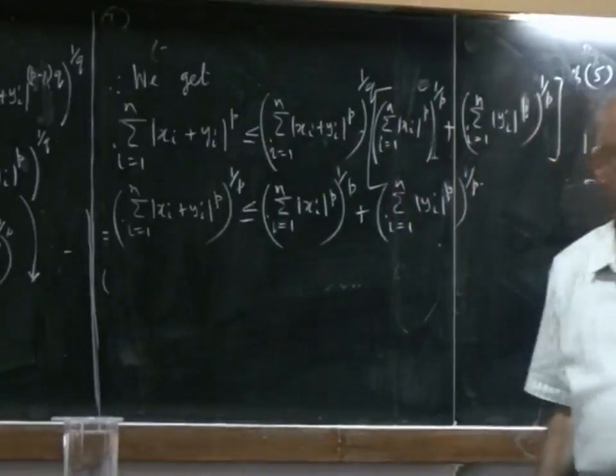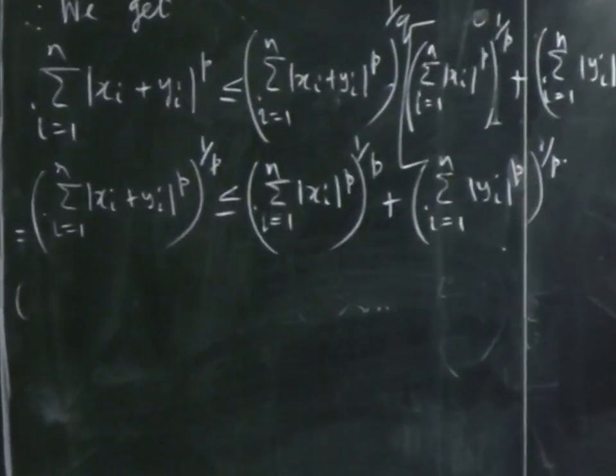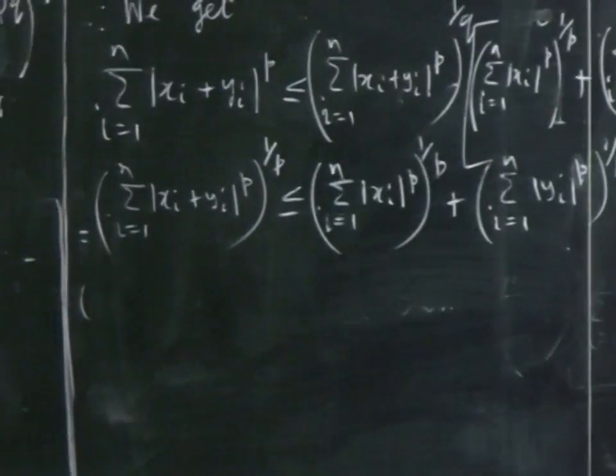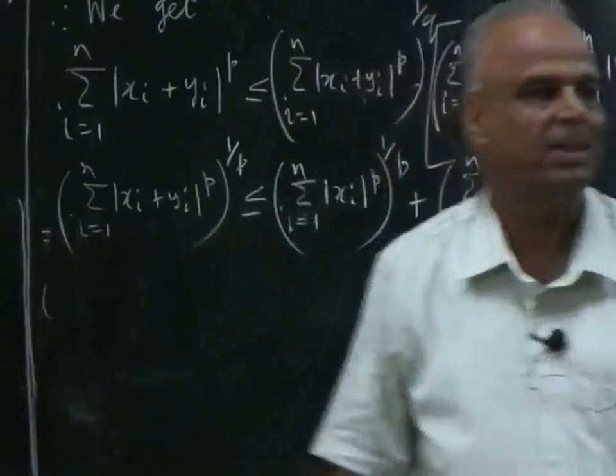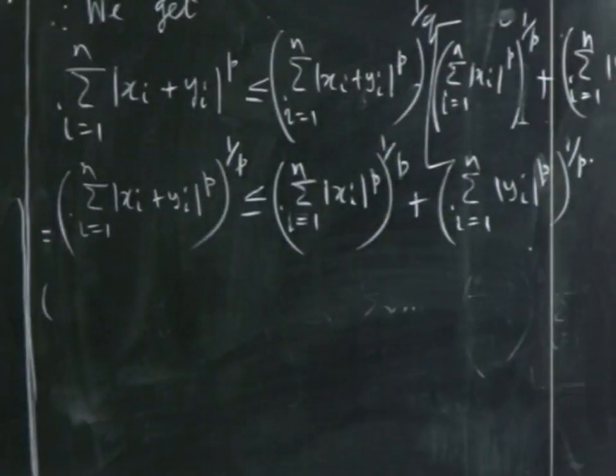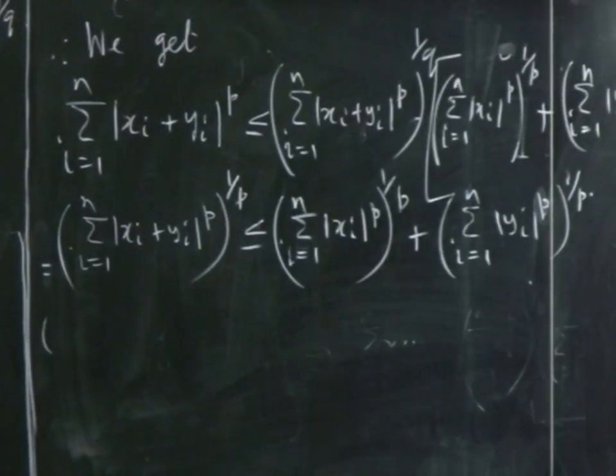Okay, and this is what is known as Minkowski. In all these cases, equality will hold only if it is linearly dependent. You will trace back all the places where equality holds and you will get that. So, that is what is known as the Minkowski's inequality. So, this is called Minkowski.